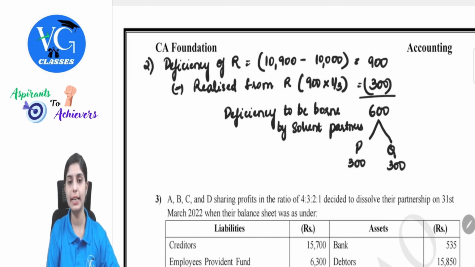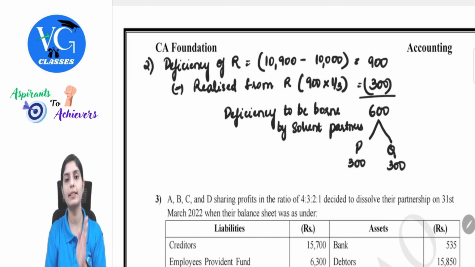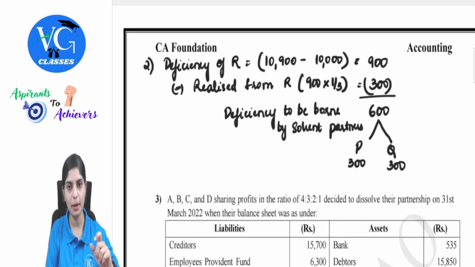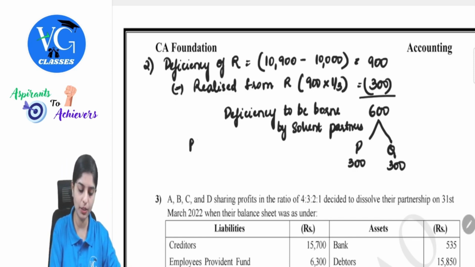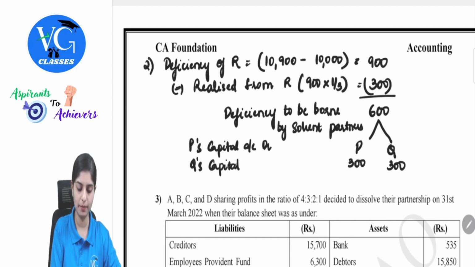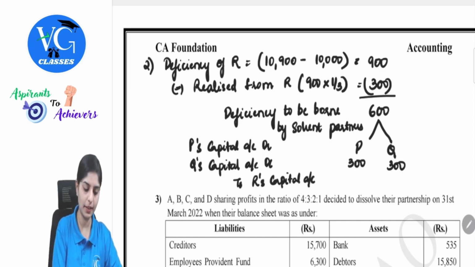So what will be the journal entry for this? Understand, R's capital is showing a debit balance. So who is contributing? P and Q. When they are contributing, their balances will come down. So what will be the journal entry for this? P's capital account debit, Q's capital account debit, to R's capital account. So this will be the journal entry.